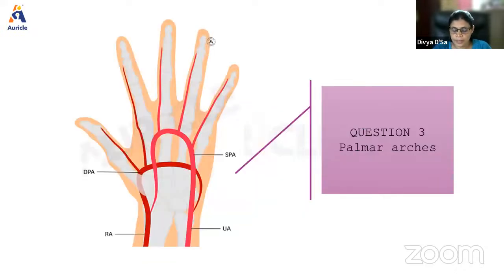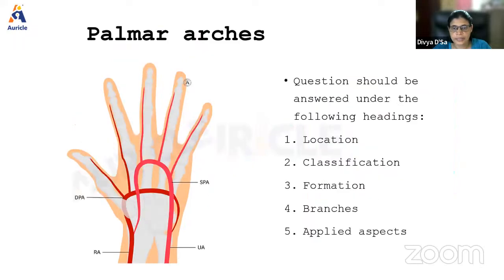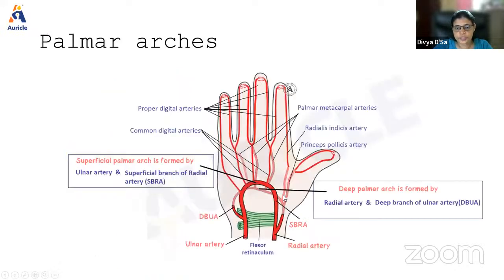Next is the palmar arches. Palmar arches are mainly formed by the arteries. There are two types, and we discuss the formation and its branches. The arteries in the hand form the terminal parts of the ulnar artery and the radial artery. When they enter the palm, they form an arch, which we call the superficial and the deep palmar arch. Here is the superficial palmar arch, and beneath that will be the deep palmar arch.